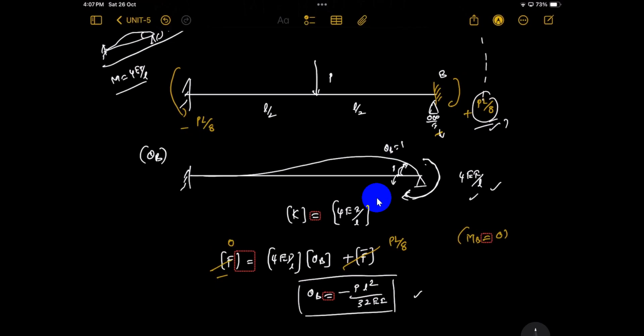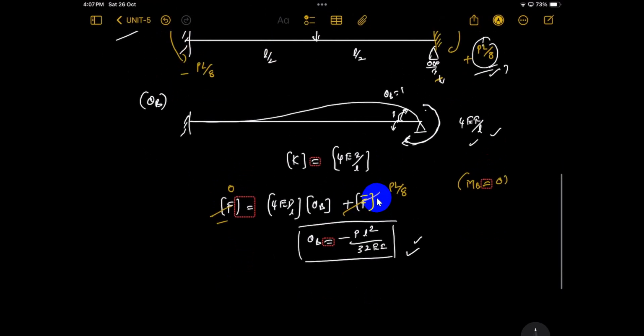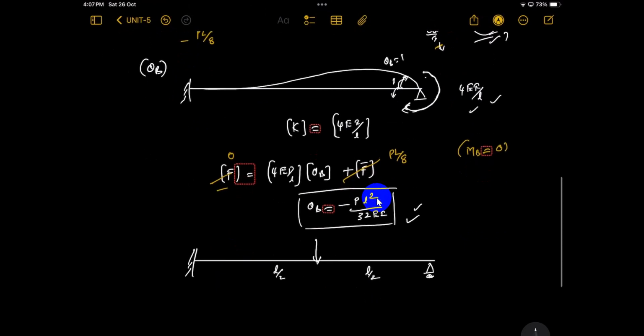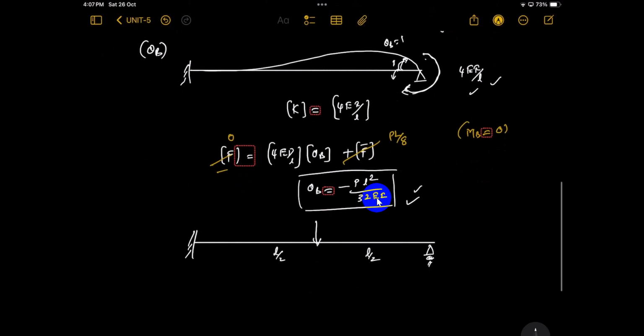Then finally what will happen? When the degrees of freedom is released, the moment gets to 0. So finally we get PL square by 32EI. If you consider L by 2, L by 2, now you can understand the curvature diagram. You will get it like this. This is theta B. What is theta B? PL square by 32EI, negative, in the anti-clockwise direction.